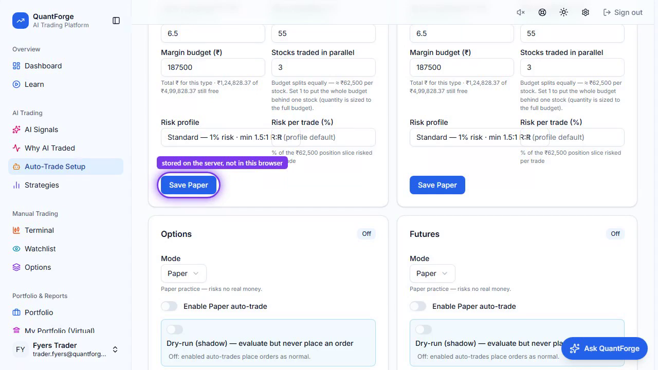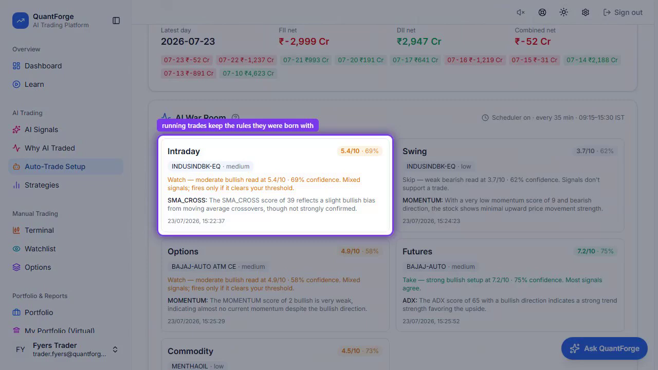Does it touch trades that are already open? No, a running trade keeps the rules it was born with. New settings apply to new entries. That is deliberate. Changing the stop of a live trade from a settings page would be a nasty surprise.